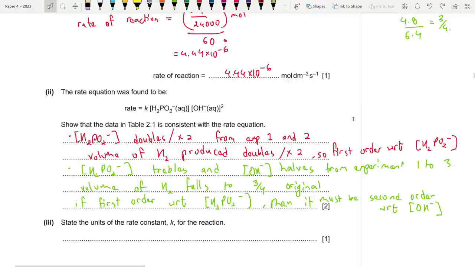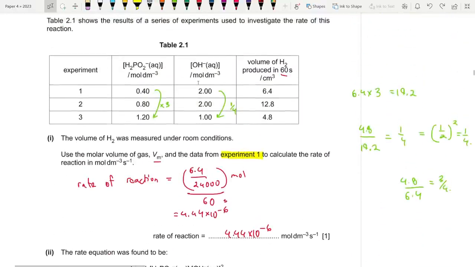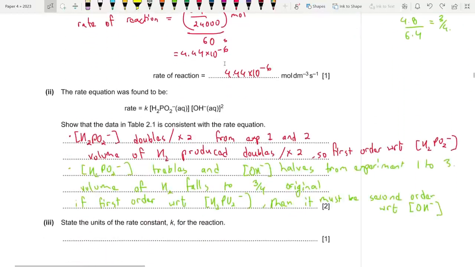So basically you could write like this: due to the value being triple or trebled for H2PO2-, the value increased by 3 times. However, since OH- halved, if it is second order with respect to OH-, half square is 1 by 4, right? As a result, it becomes 3/4 of its original value. That's the logic behind this, alright?